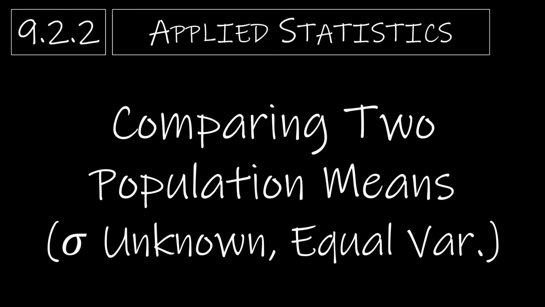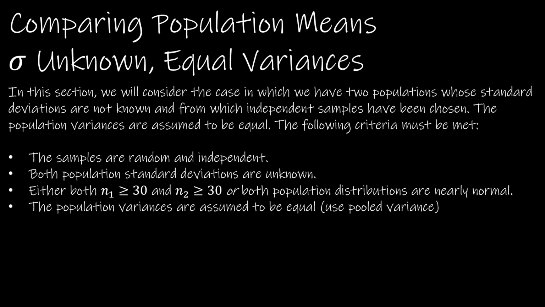In this video, we're going to cover the second half of section 9.2, where we are comparing two population means where sigma is unknown, and in this case we're going to have equal variances, which is going to change our calculations just a bit. So just as we did before, we should take a look at what the conditions are.